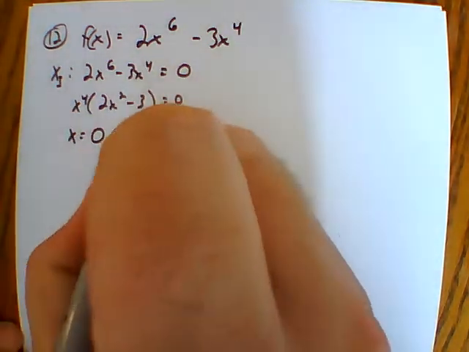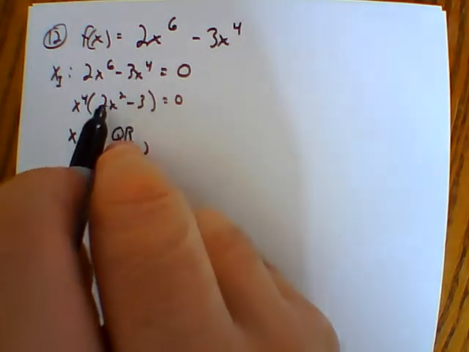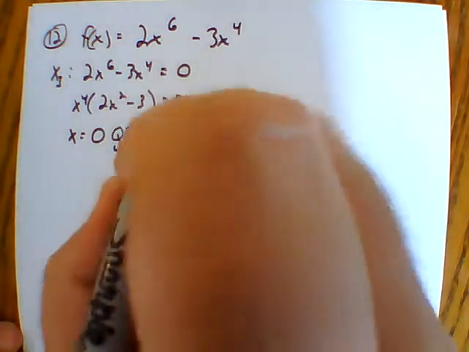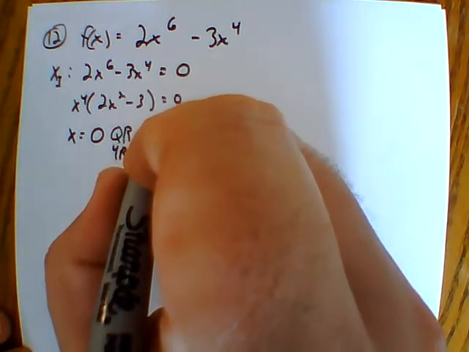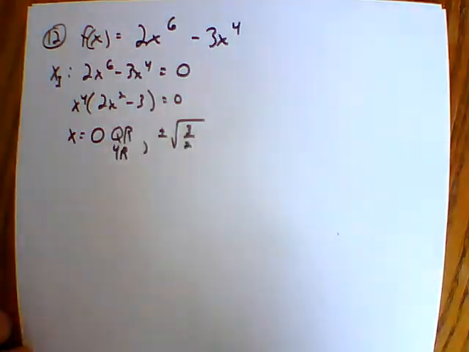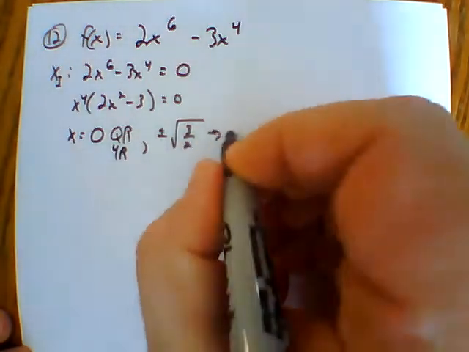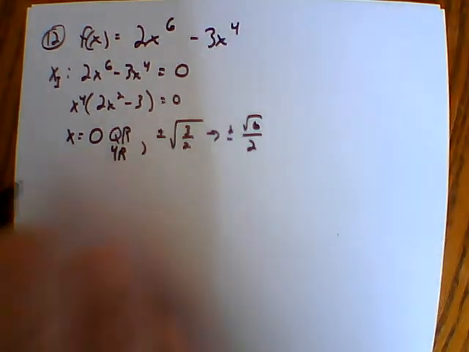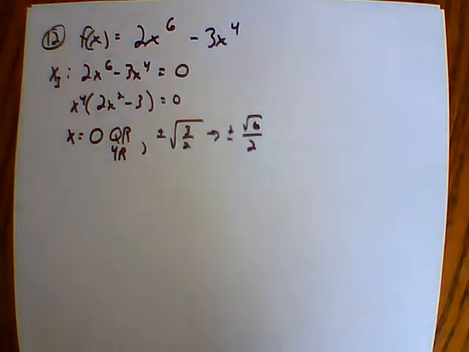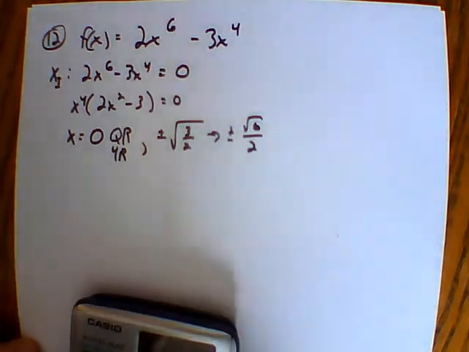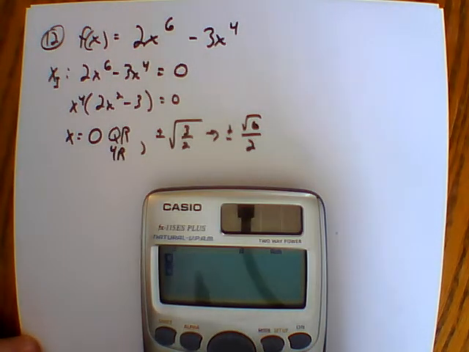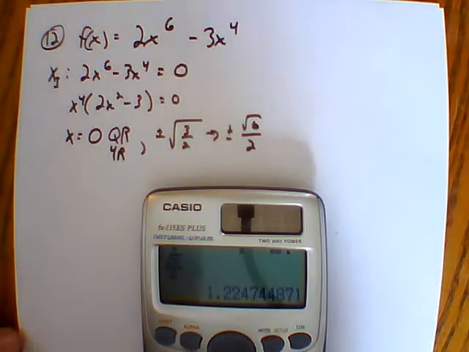Then we take 2x squared minus 3 and set it equal to 0. If we add 3 and divide by 2, that's 3 halves, and we take the square root. We get plus or minus the square root of 3 halves, which we can clean up into plus or minus the square root of 6 over 2. So we see that we have 3 zeros happening here. We can get some approximations: the square root of 6 over 2 is approximately 1.22.